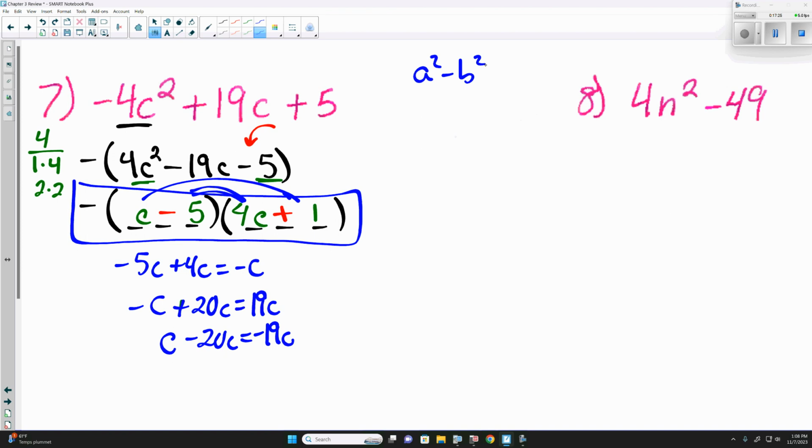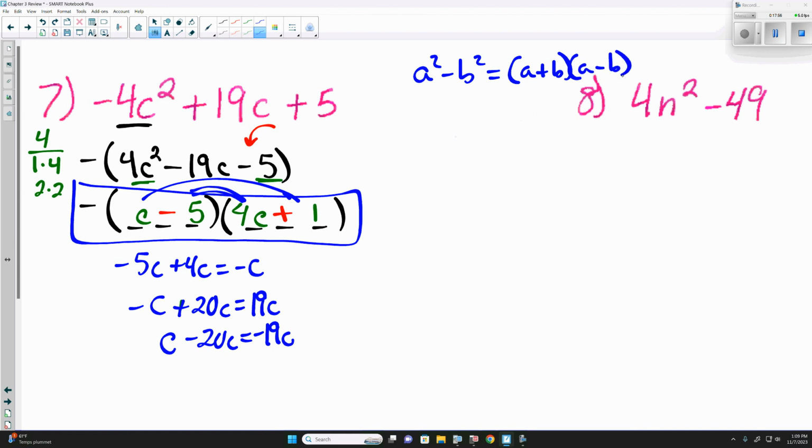4n squared, is 4 a perfect square? What times itself is 4? What times itself is 49? 7. So is 4n squared a perfect square? Yeah, 2n times 2n is 4n squared, yes? Is 49 a perfect square? Yeah. And what are we doing? We're subtracting. We have a difference of perfect squares. And it works out the difference of perfect squares.